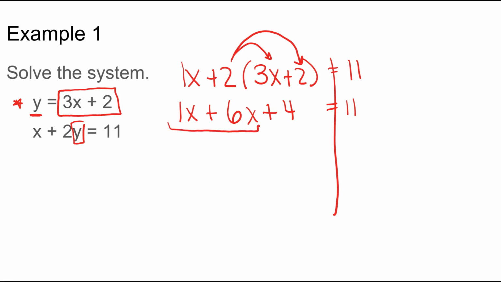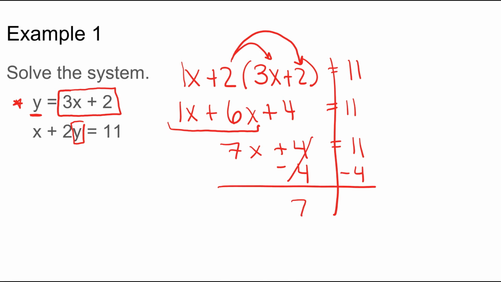Let's combine like terms. We get 7x plus 4 equals 11. We're solving for x, subtract 4 on both sides. We get 7x is equal to 7. We're going to divide both sides by 7. x is equal to 1.